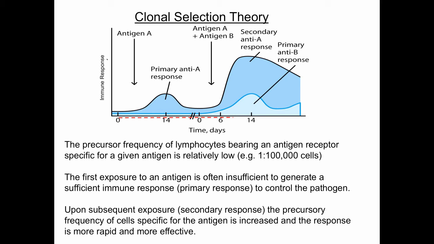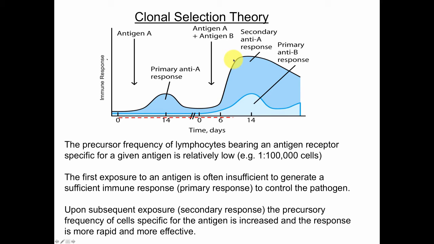What this means is that the first exposure to an antigen is often not sufficient to generate a decent immune response to control the antigen, because the primary response takes a long time to develop and is relatively weak. But you also notice on this curve that upon repeated exposure to the antigen, in this case again antigen A, the second immune response is much quicker. It happens more quickly than the initial primary response, and it is also much larger in magnitude.